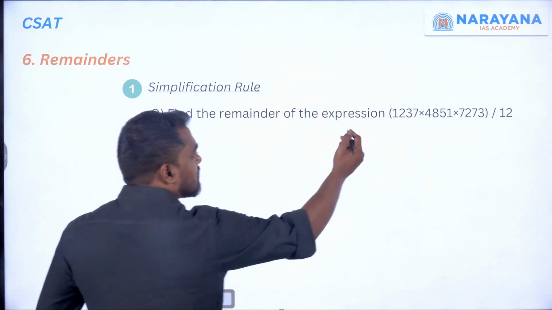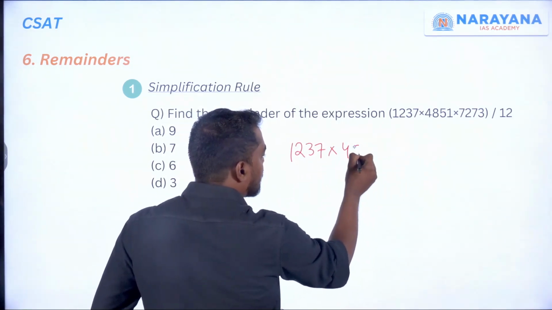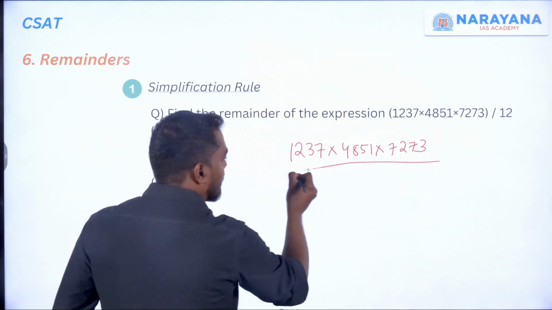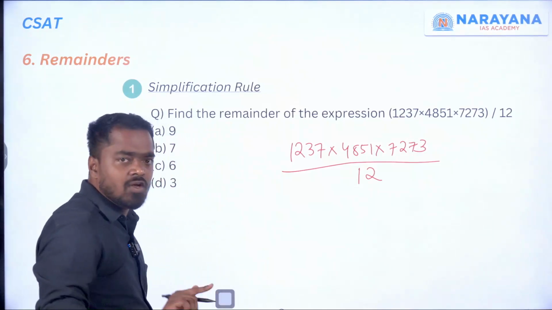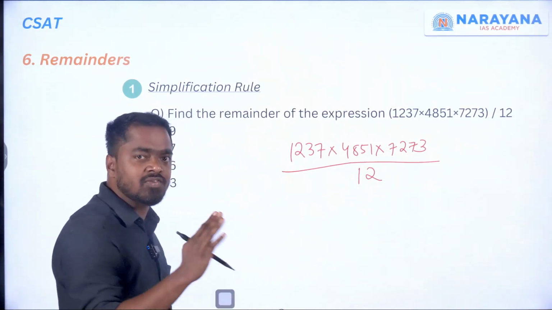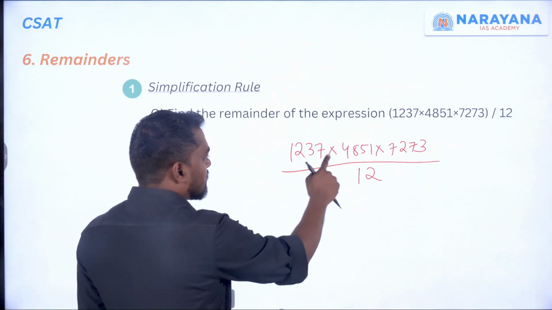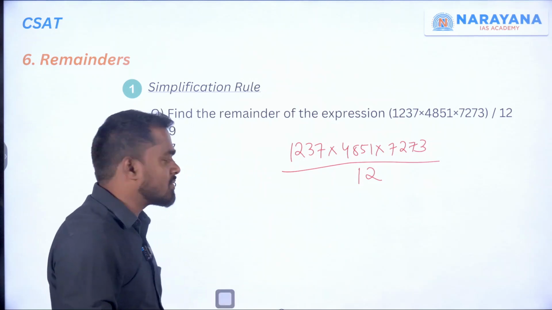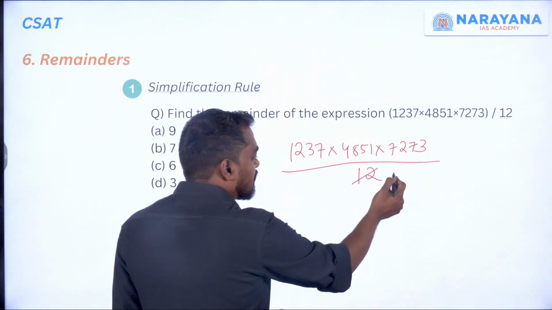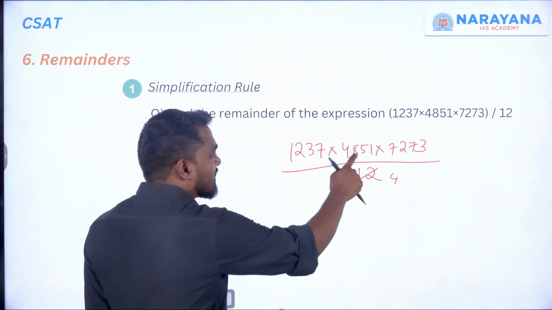Okay, let's solve this one. So what is the given expression? 1237 into 4851 into 7273 divided by 12. What is the first simplification rule you have to apply? Check whether there is any common factor for the numerator and denominator. So 12 is divisible by 2, but all are odd numbers, so it is not divisible. 12 is divisible by 3, right? So 3 4s are 12. Check any number if it is divisible by 3. If you take 4851, take the sum of all the digits.